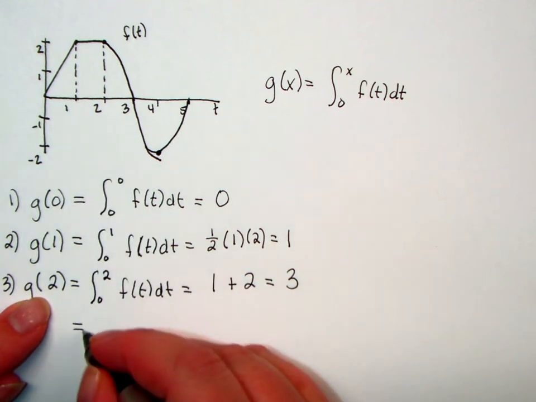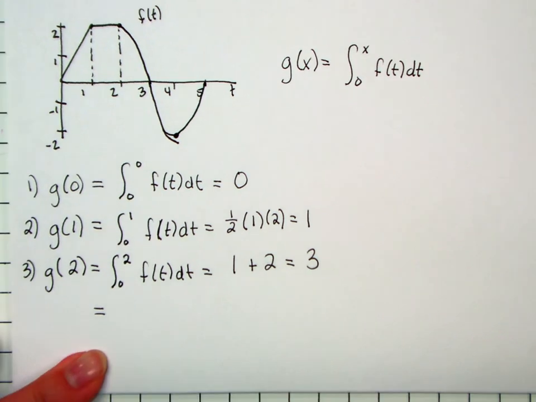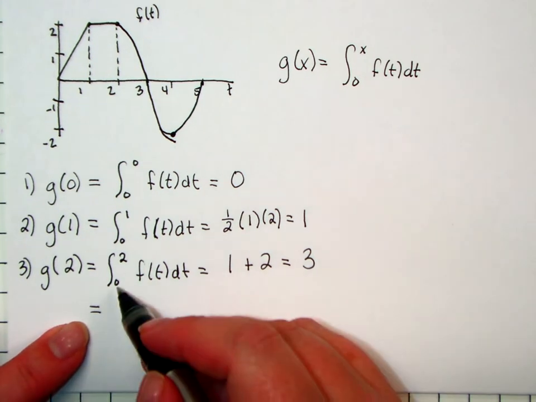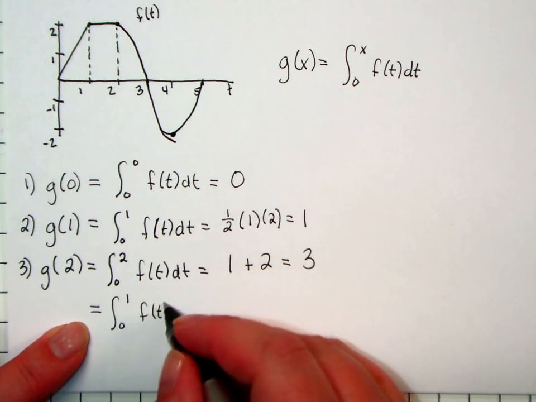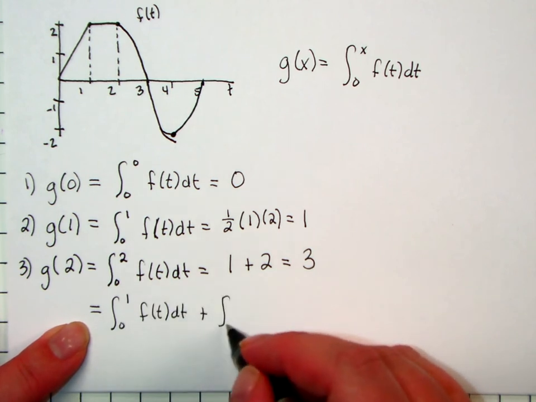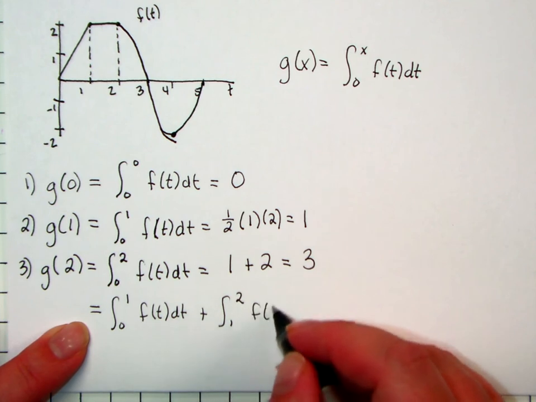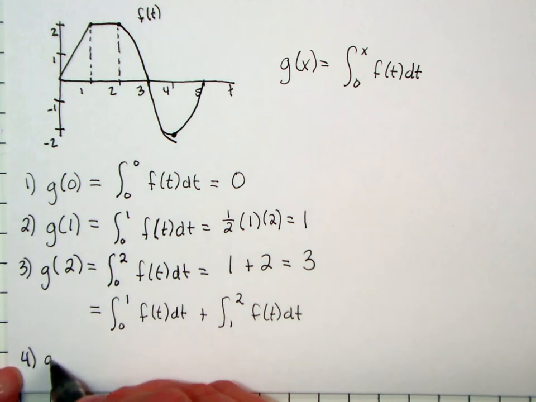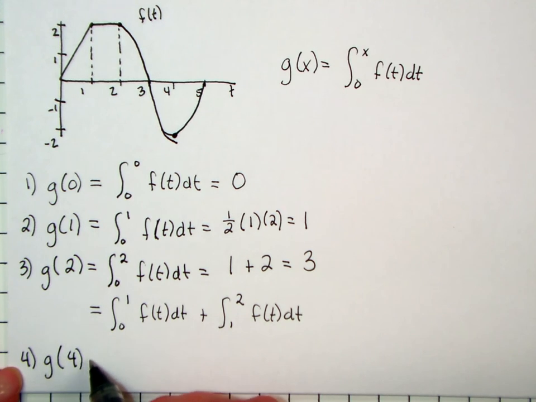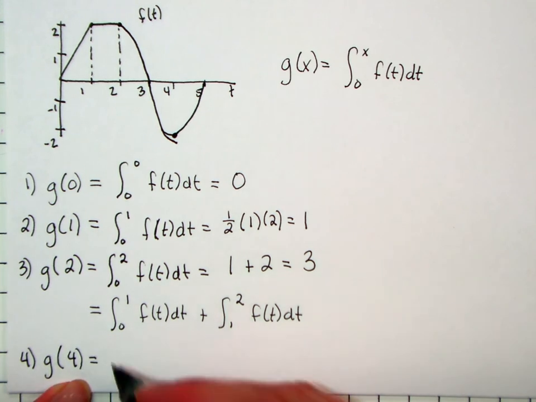And if you didn't realize, we can do that in integral notation. The integral from 0 to 2, we could split that up: the integral from 0 to 1 plus the integral from 1 to 2. In terms of area on this function, it should make sense. I want to do just one more. Let's find g of 4. We're going to look at the area under the f function from 0 to 4.